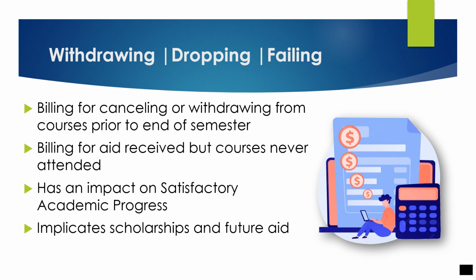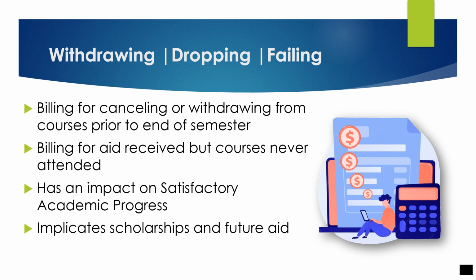It is important to understand what happens when a student withdraws, drops, or fails certain classes, or withdraws from an entire semester. Consequences could include billing for canceling or withdrawing from courses prior to the end of a term, and billing for financial aid received for courses that were never attended. Students that withdraw or drop can also have an impact on their satisfactory academic progress, as well as implicating the future of receiving any financial aid or scholarships.